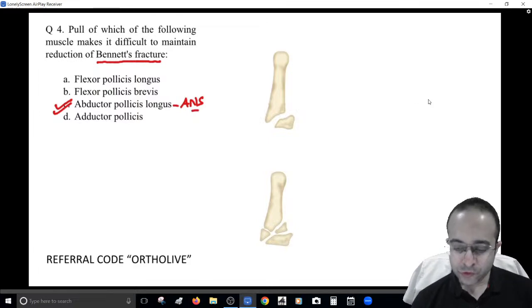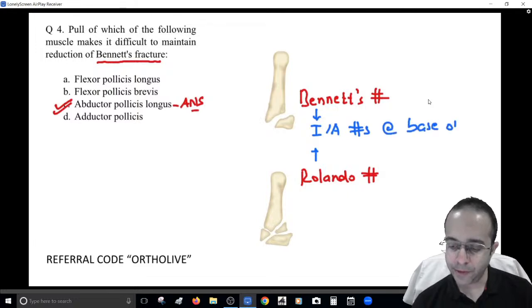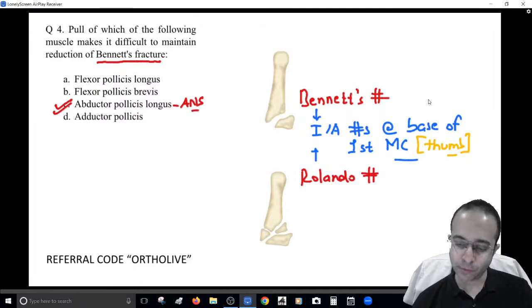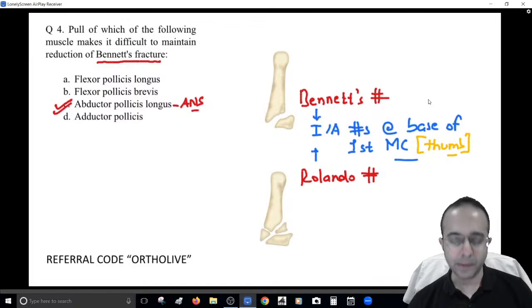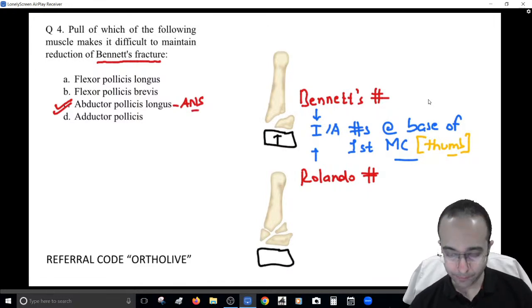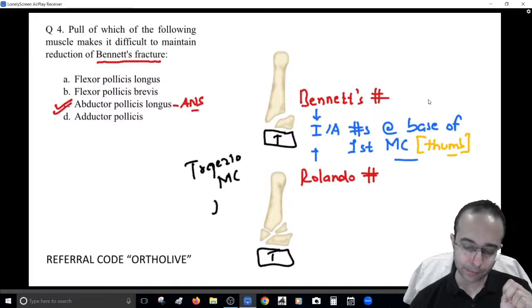Now, please, first of all, let me brief you as to what is a Bennett's fracture and what is its cousin, Rolando fracture. When I'm talking of these fractures, I'm talking about the intra-articular fractures involving the base of the first metacarpal. This first metacarpal means the metacarpal of the thumb. And mind you, here you would have the carpal bone, trapezium. So basically these are fractures involving the trapezio-metacarpal joint in the thumb.